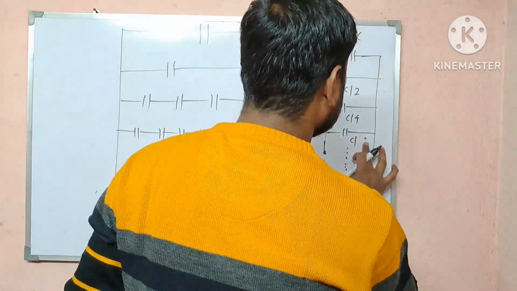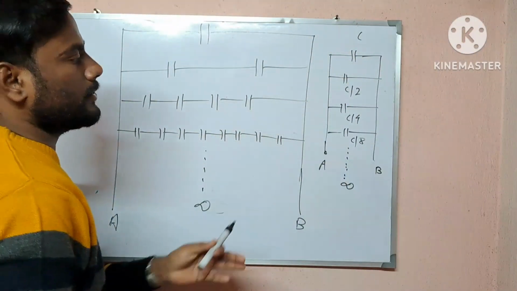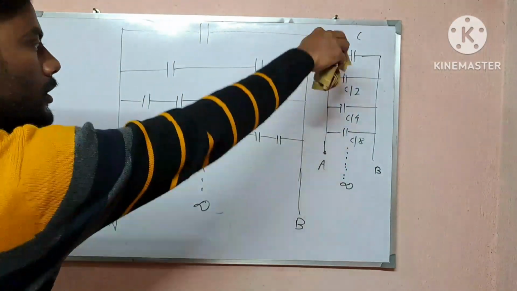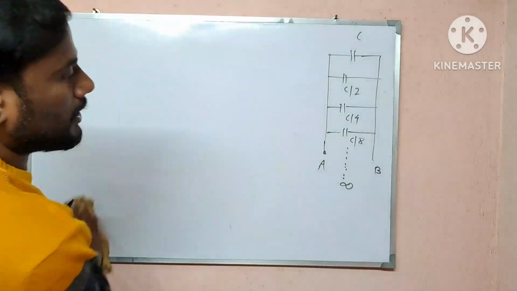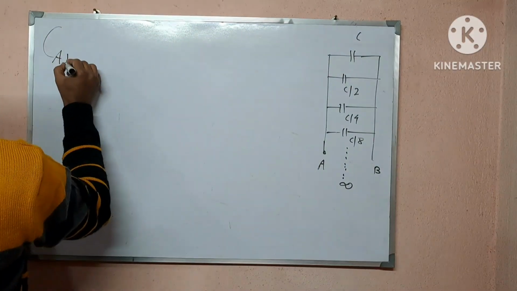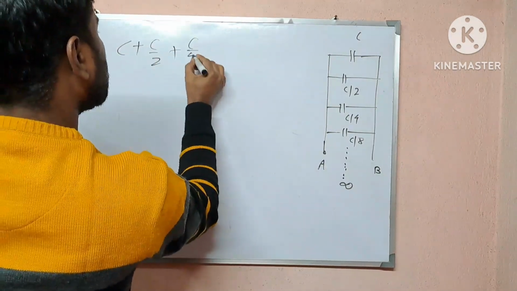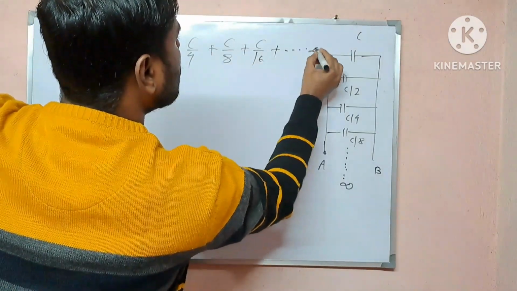Before C by 16 there will be C by 8, and then the next one will be C by 16, and then next one will be C by 32. So all these capacitors are connected in parallel. So now what will be the equivalent capacitance between A and B? So CAB, that will be C plus C by 2 plus C by 4 plus C by 8 plus C by 16 plus dot dot dot up to infinity.